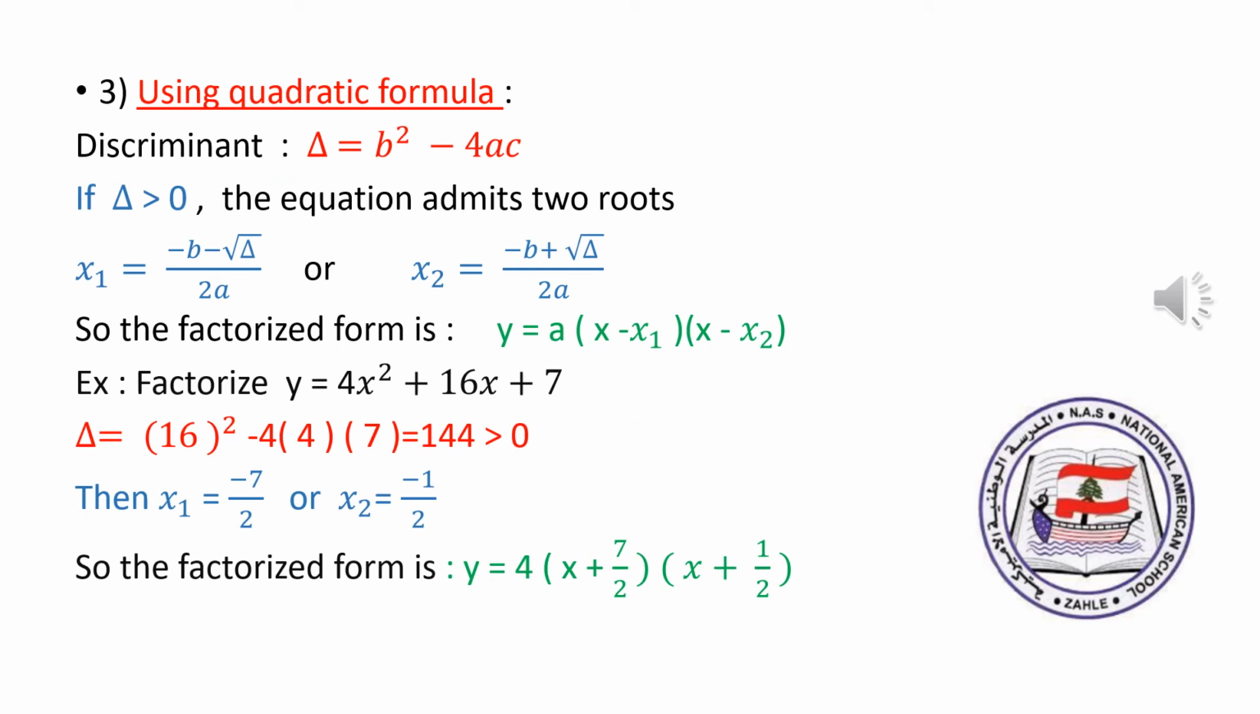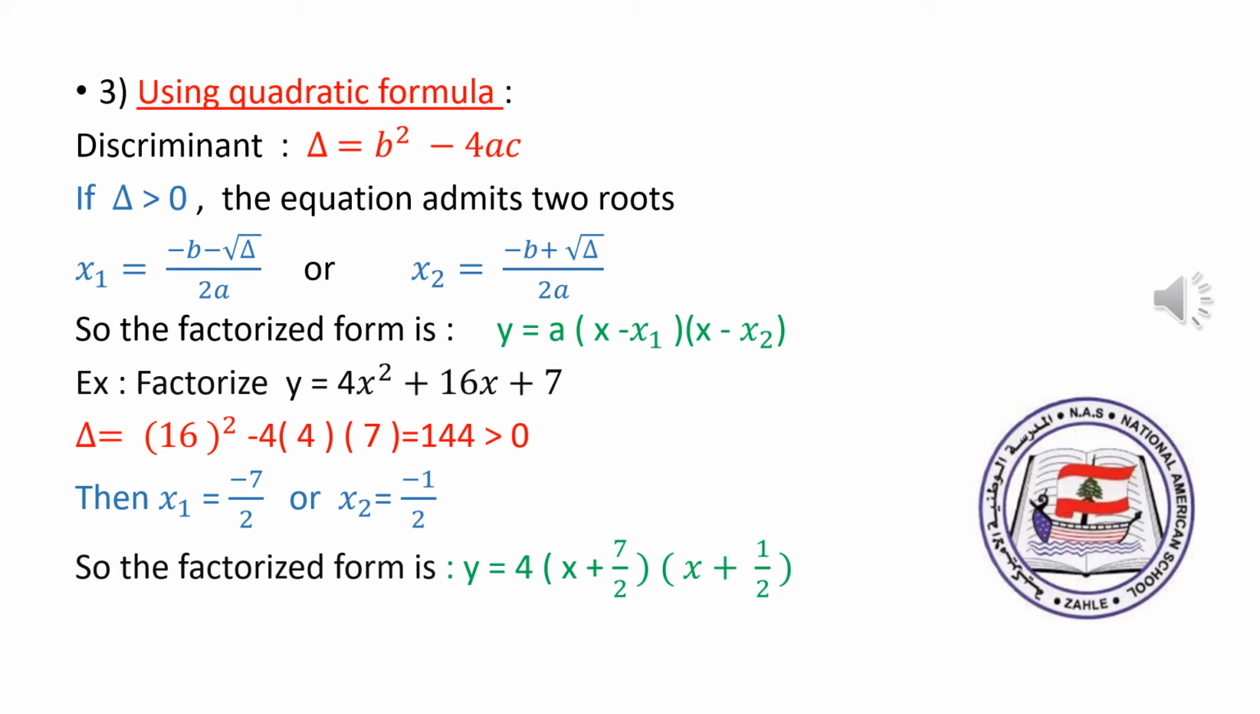Let's move now to the third method, using the quadratic formula. And don't forget that this method is the most efficient to find the roots of any quadratic expression and summarizes all the previous methods. To use the quadratic formula, we need first to define the discriminant delta, b squared minus 4ac. And following the values of delta, we have different ways of factorization.